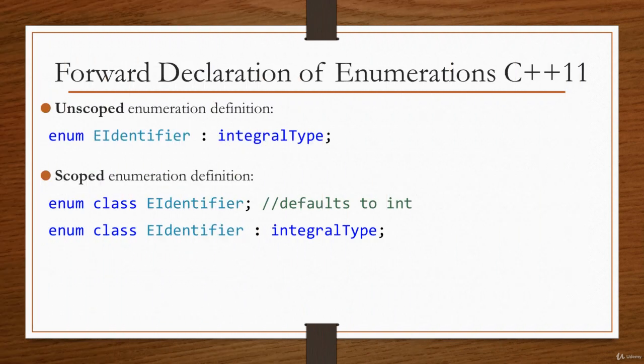You can also do forward declarations with these enumerations. In C++11, again we have unscoped and scoped enumerations. So with the unscoped one we have the enum keyword, the identifier, followed by the integral type. Whereas with the scoped one we are going to do enum class again, so both keywords, followed by the identifier. Now enumerations will default to an integer unless you explicitly specify the integral type.